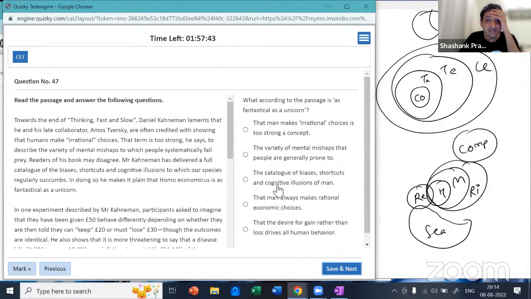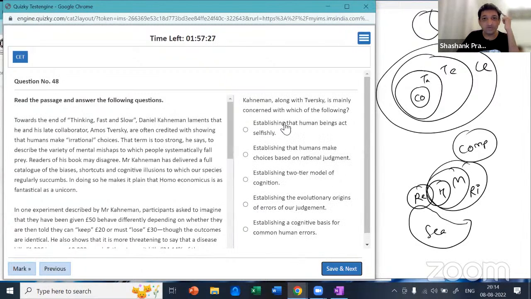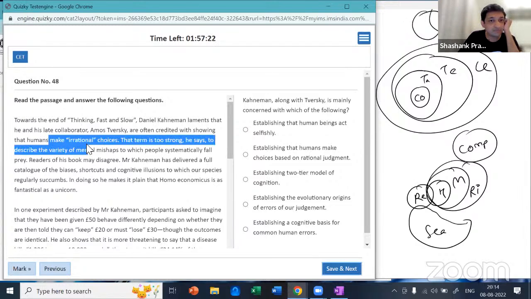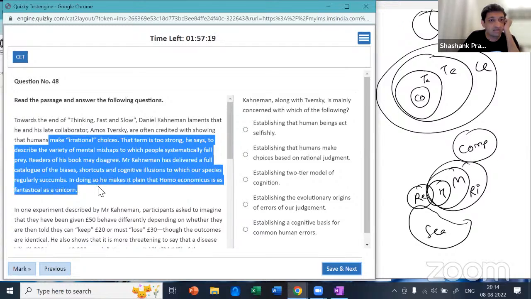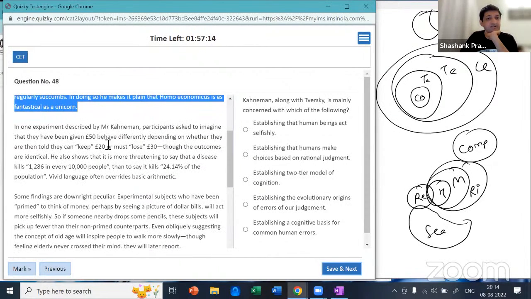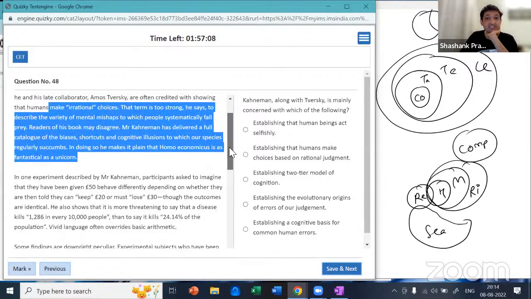No. Generally, no. Catalog of biases, shortcuts, no. So fantastical is that Homo economicus, right? Rational economic choices, yes. Not really, yeah. So the behavior is a fantastical unicorn. Is mainly concerned with what of the following. Okay, created with irrational choices. Okay, establishing that human beings act selfishly. Selfishly one is different, right? In one experiment is this. So the Tversky news makes choices based on rational judgment. No, they don't do it, right?